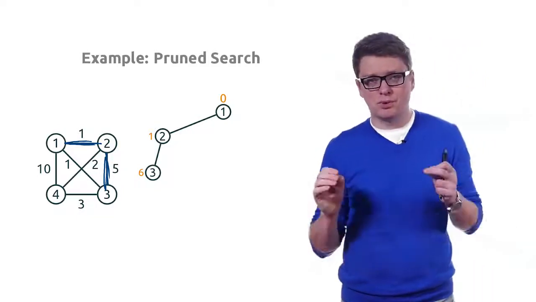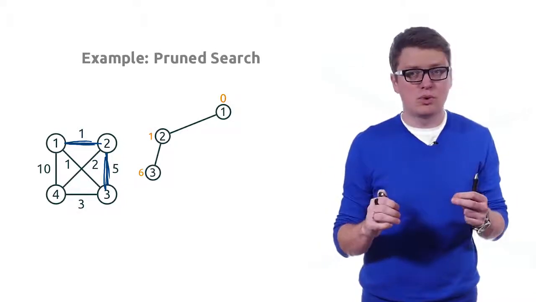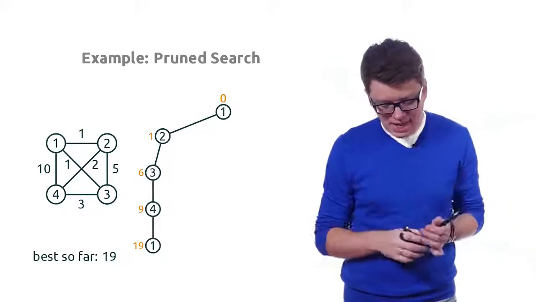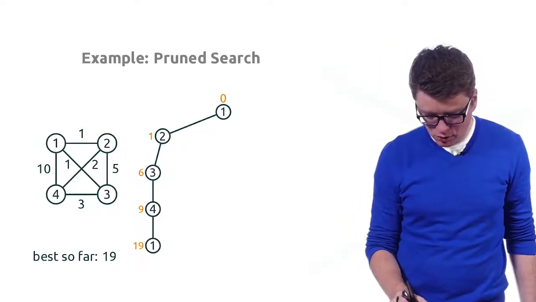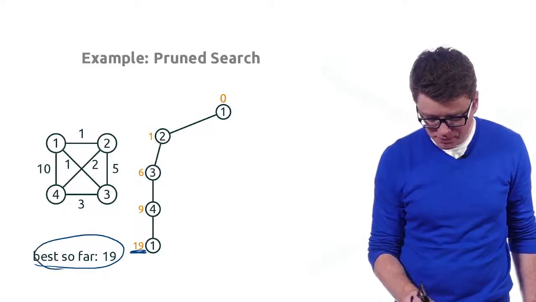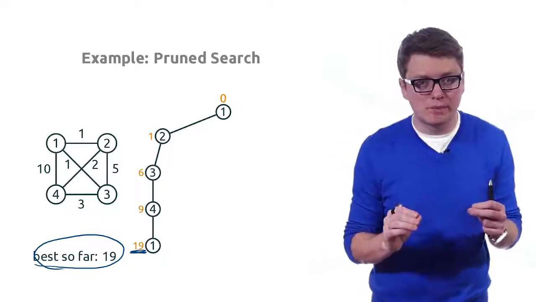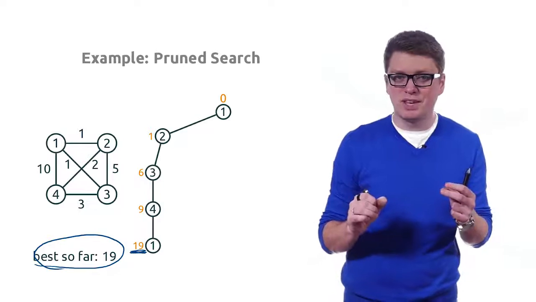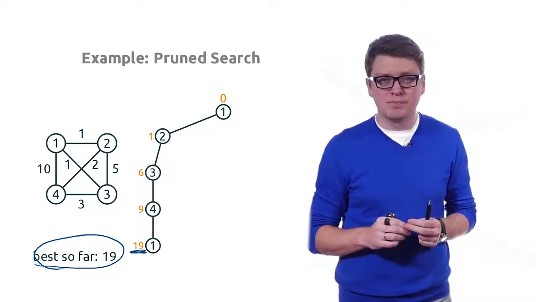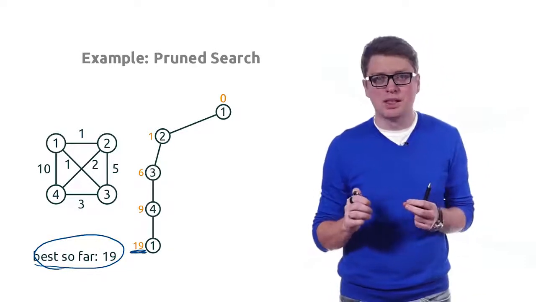Finally, from 3, the only available node is 4, so we go to 4 and then we return back to 1. And then we save the information that we already see a cycle of length 19. Okay? So we save it in a variable called something like best so far. This is a very useful information, and we will use it in order to cut some of the branches in our tree.